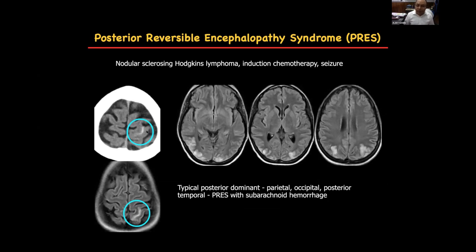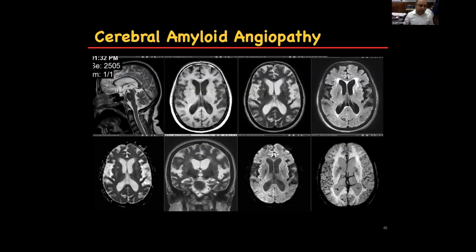And then cerebral amyloid angiopathy can have multiple sulcal bleeds, where the hemorrhages are mainly limited to the subcortical white matter. It is multifocal, and compared to hypertensive encephalopathy, the deep gray matter structures are not much involved. The bleed is mainly limited to the subcortical white matter.